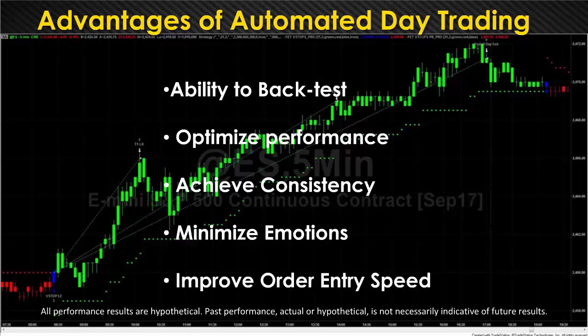And then finally, improved order entry speed. Since computers respond immediately to changes in market conditions, strategies are able to generate orders as soon as trade criteria are met. Getting in and out of a trade just a few seconds earlier can make a big difference in the trade's outcome. So as soon as a position is entered, all other orders can be automatically generated.